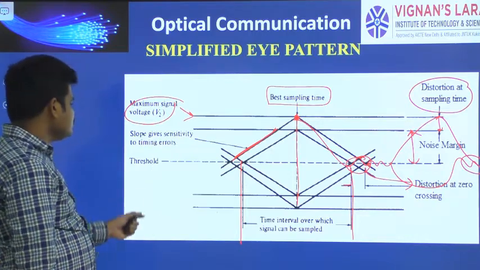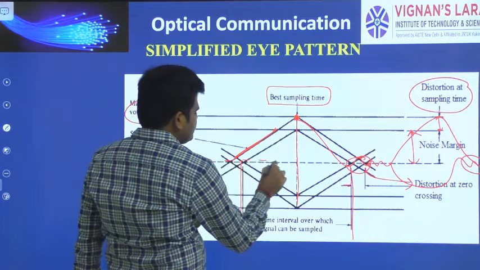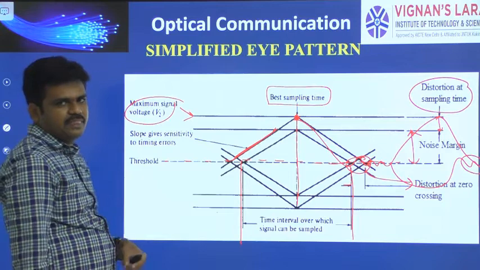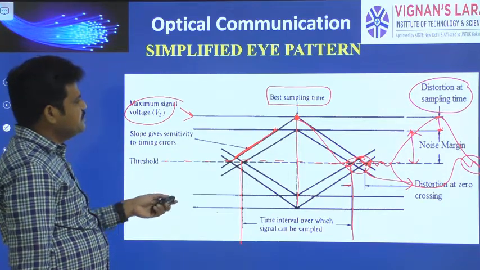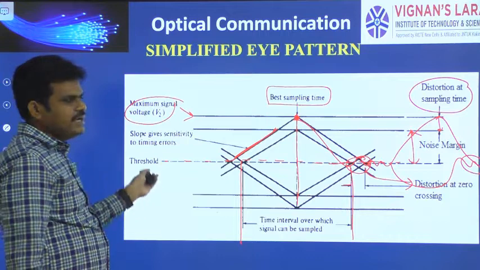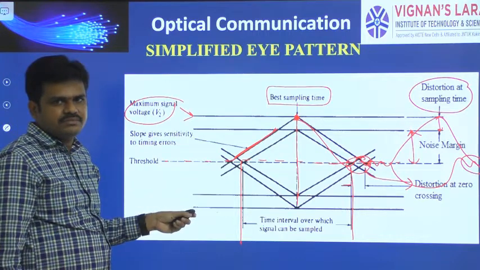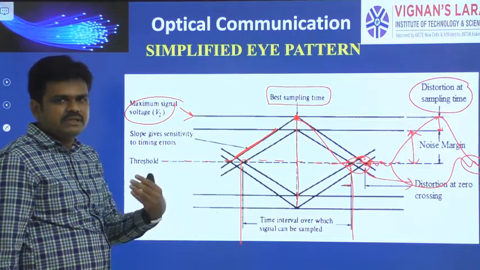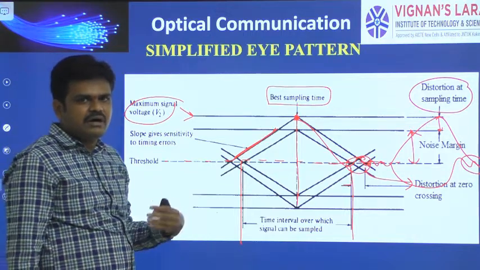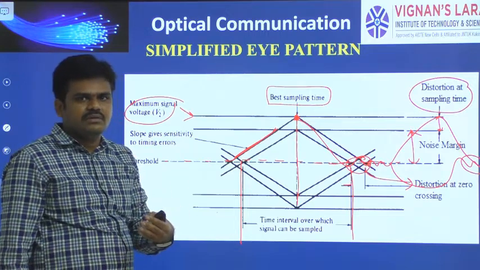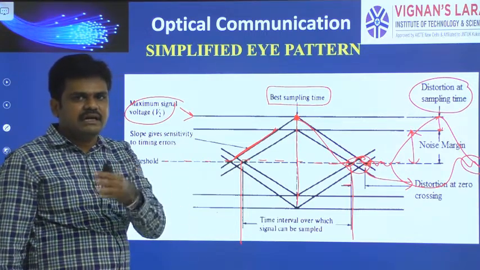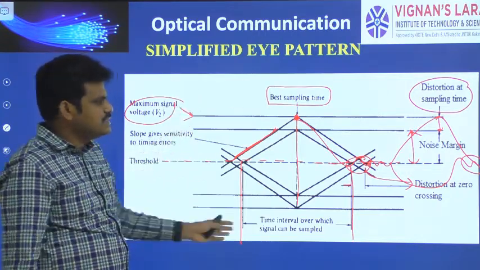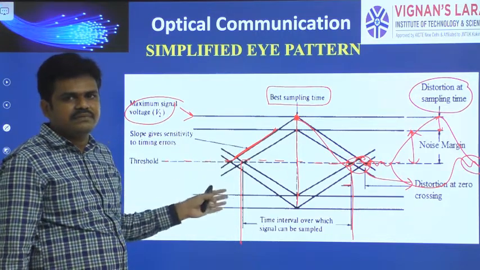And the center one is the threshold. So like this, we will be able to look into various parameters. When the output signal is displayed over the CRO, all the ones and zeros are overlapped, and it looks like an eye diagram or eye pattern. Using that eye pattern, you will be able to distinguish many parameters of the link.